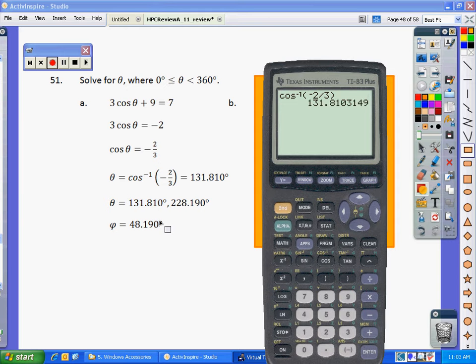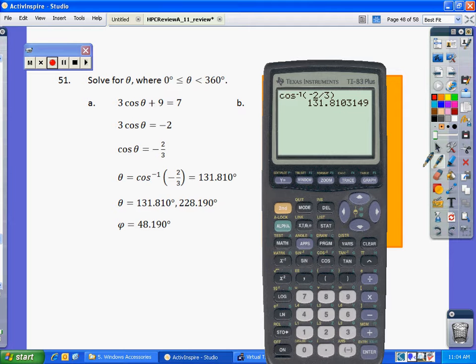And it gives me that the answer is 131.810 degrees. So that's in the second quadrant. I also know that cosine is negative in the third quadrant. So the reference angle is 48.190. You get that by taking 180 minus 131.810. And then to find the second answer, you add the reference angle to 180 degrees. So to get 228.190.